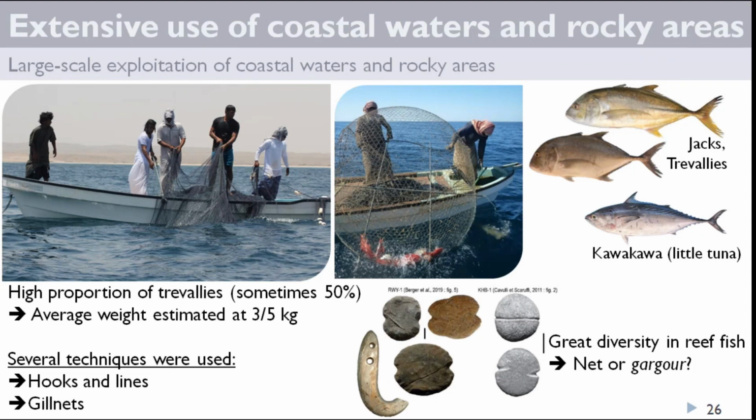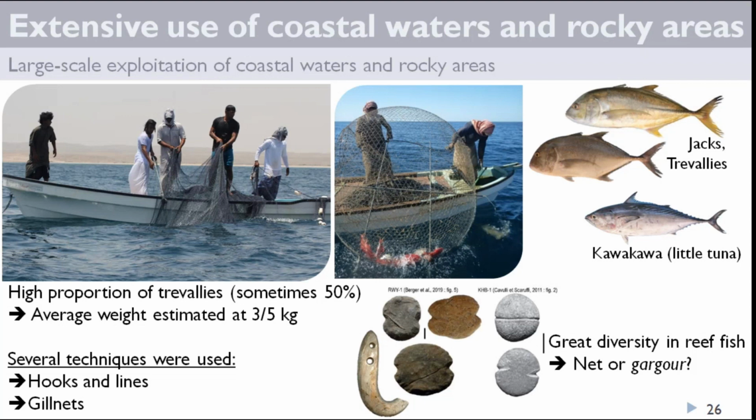And we can imagine several techniques which could be used to capture these fish. For example, we can imagine that fish could be fished with hook and line, but also with gill net. And for the reef exploitation, we can also imagine the presence of some traps. For example, you can see on the picture an illustration of the local gargour, which is a typical kind of trap that you can find in this area to exploit the reef.